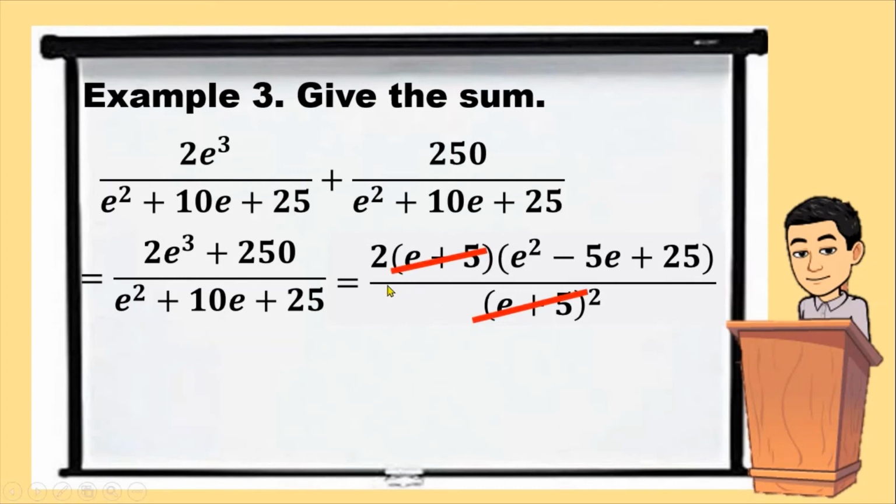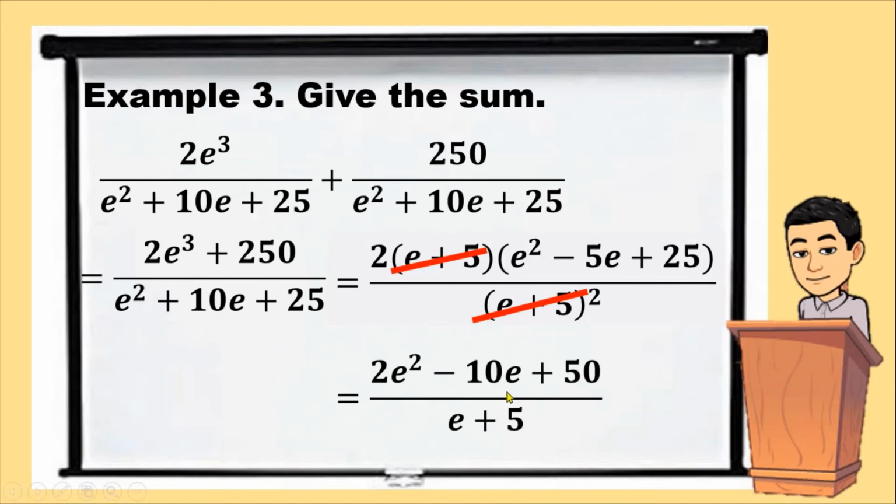The numerator now becomes 2e squared minus 10e plus 50 after applying the distributive property of 2 to this polynomial e squared minus 5e plus 25. For the denominator, we still have left e plus 5 because of the exponent 2. Therefore, the answer to this problem is 2e squared minus 10e plus 50 all over e plus 5. So that's how we add and subtract similar rational algebraic expressions.